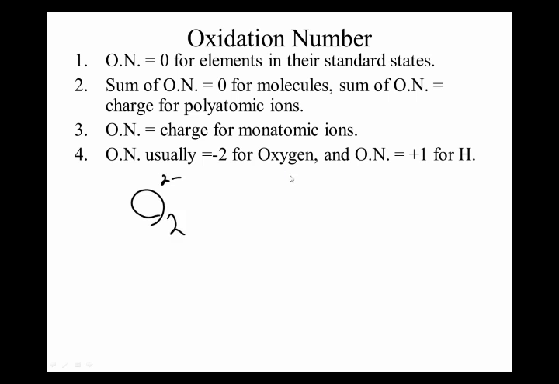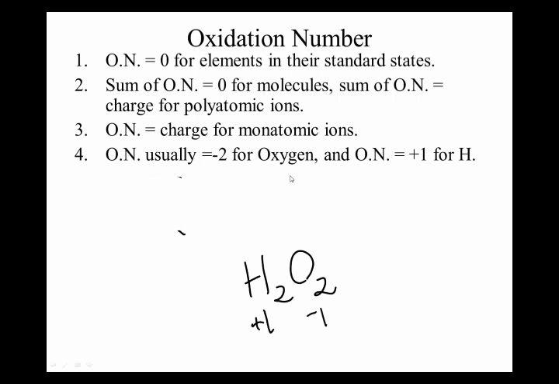The other time is when there's a polyatomic ion called peroxide. It's actually O2 2-, so each oxygen has a -1. The only peroxide I want you to recognize is H2O2, hydrogen peroxide. The only way this works out right is if each hydrogen is +1 and each oxygen is -1. So those are only really two exceptions.